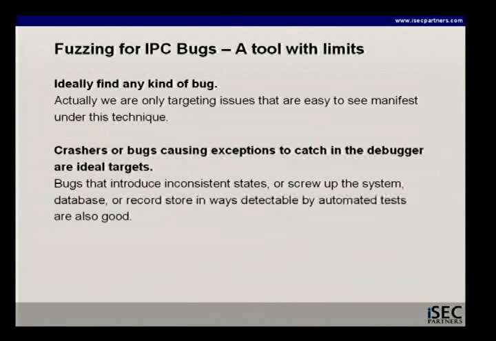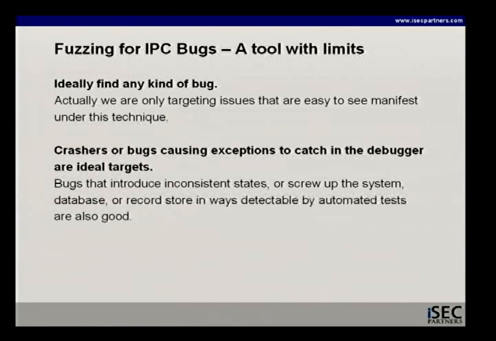Ideally, we'd of course want to find any kind of bug, but in practice, we're limited to certain types of bugs. So obviously, the ideal bug would be something that crashes the application. Application crashes don't go unnoticed. You can get your postmortem debugger to pop up. If you have some exceptions, that's great. Good logging would be the next best thing.